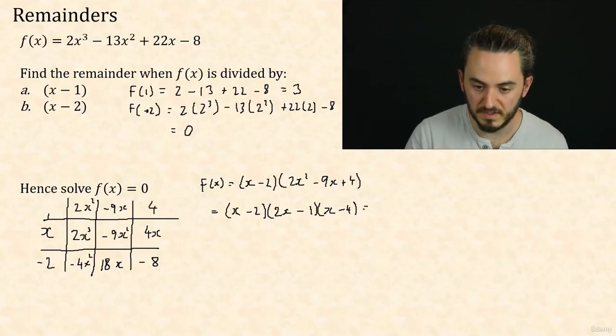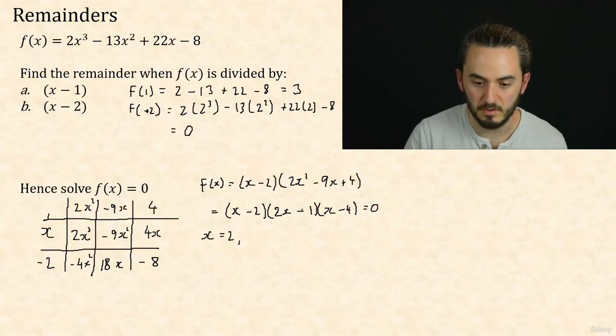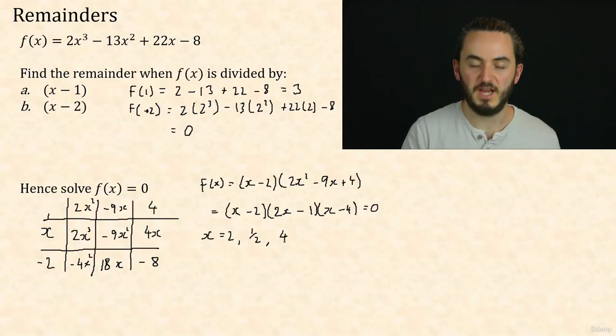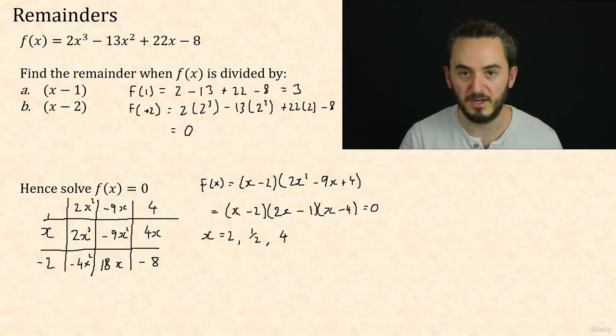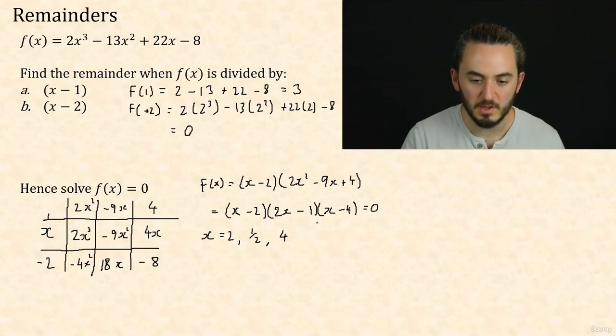So if I'm solving this equals 0 now, it must be that either x is 2, that makes this bracket 0, or x is a half, that would make this bracket 0, or x equals 4. And remember, we can check that using the calculator, so look back at the previous video to see how I did that a few videos back. Okay, so that's our answer, that's the end of the question.